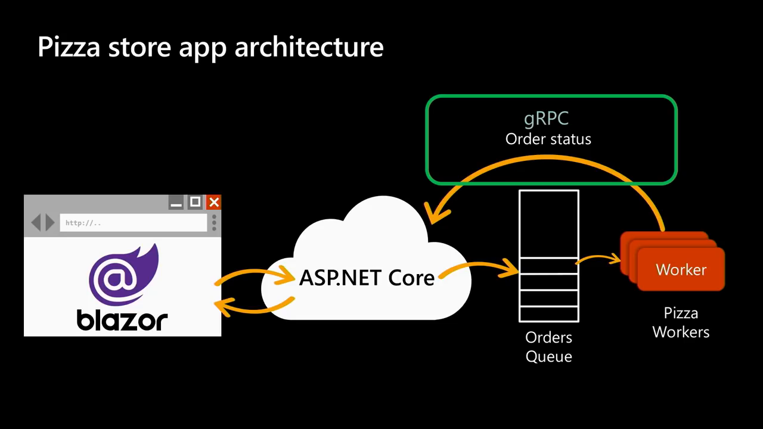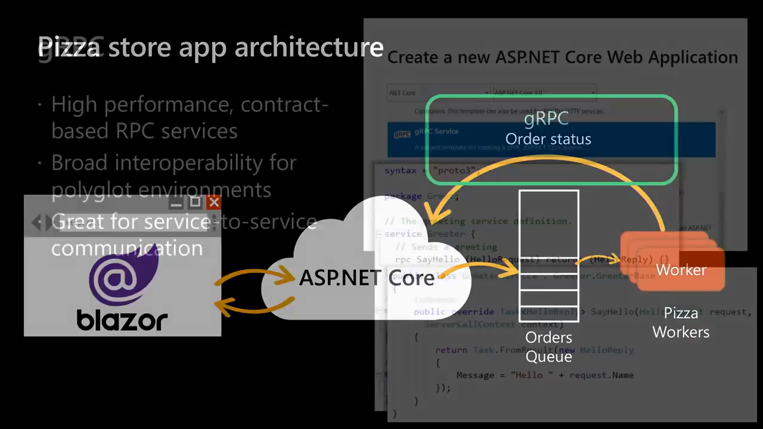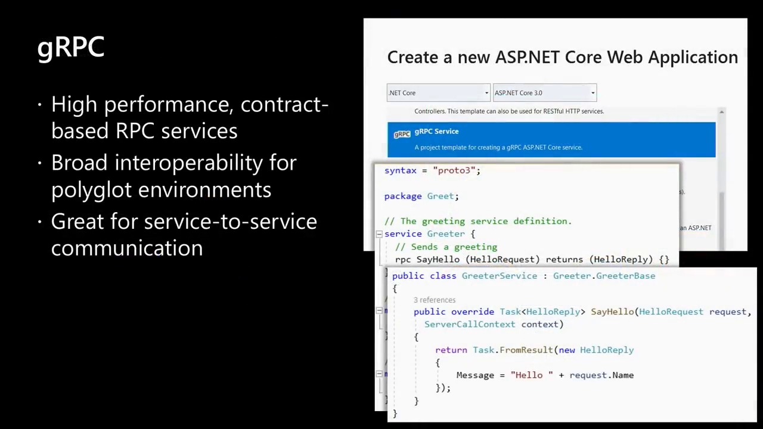OK, what about the order status? How do we do that? Well, new in .NET Core 3.0, we now have great support for gRPC. This was actually a collaboration with the community. If you're not familiar with gRPC, it is a high-performance, contract-based RPC protocol. It's got really great broad interoperability with a whole bunch of different frameworks and stacks. There's a gRPC implementation for pretty much any language or framework that you want to use. And it's really great for service-to-service communication because it uses a tight binary format that's very efficient.